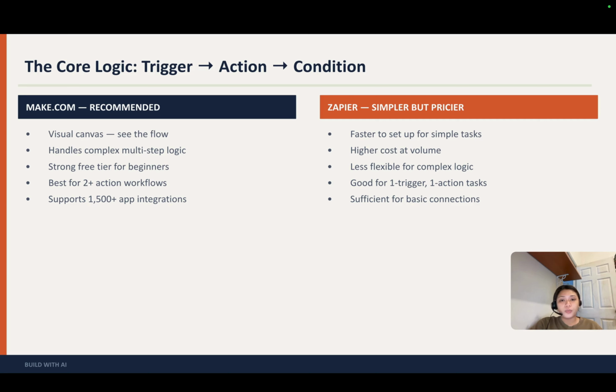The automation wakes up. An action is what the automation does in response. It creates a record, it sends a message, it updates a field, it starts another process. You can have multiple actions. Do this, then this, then this.